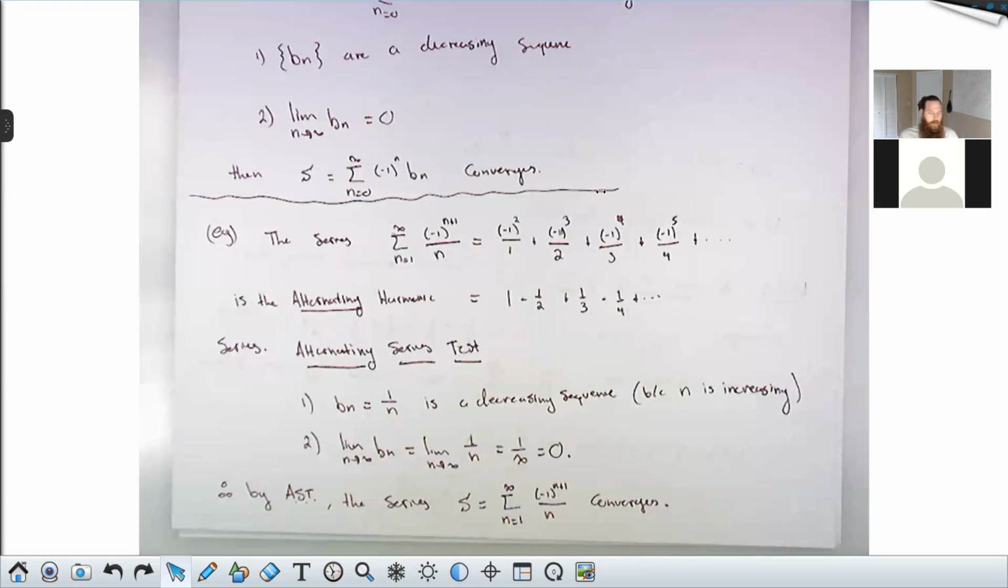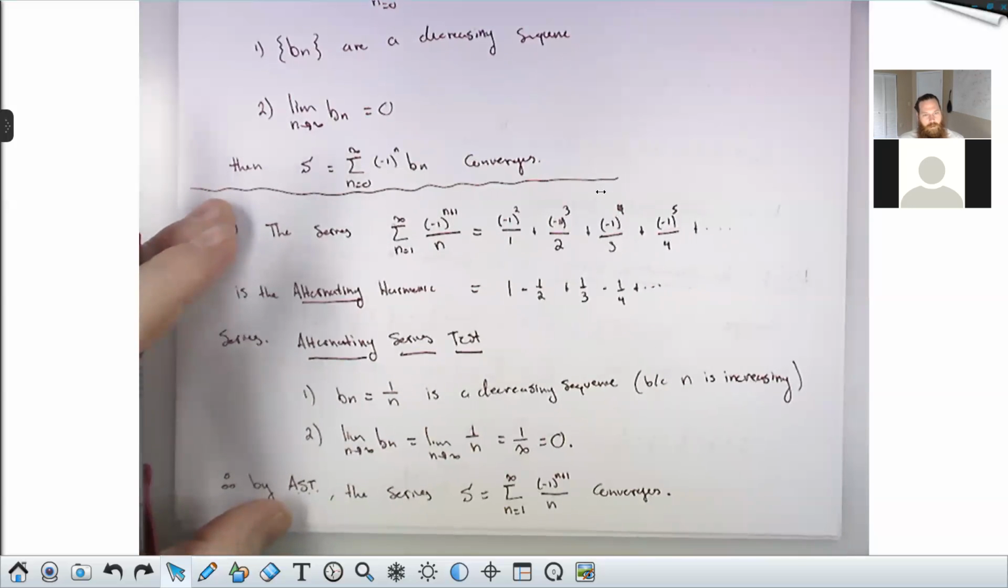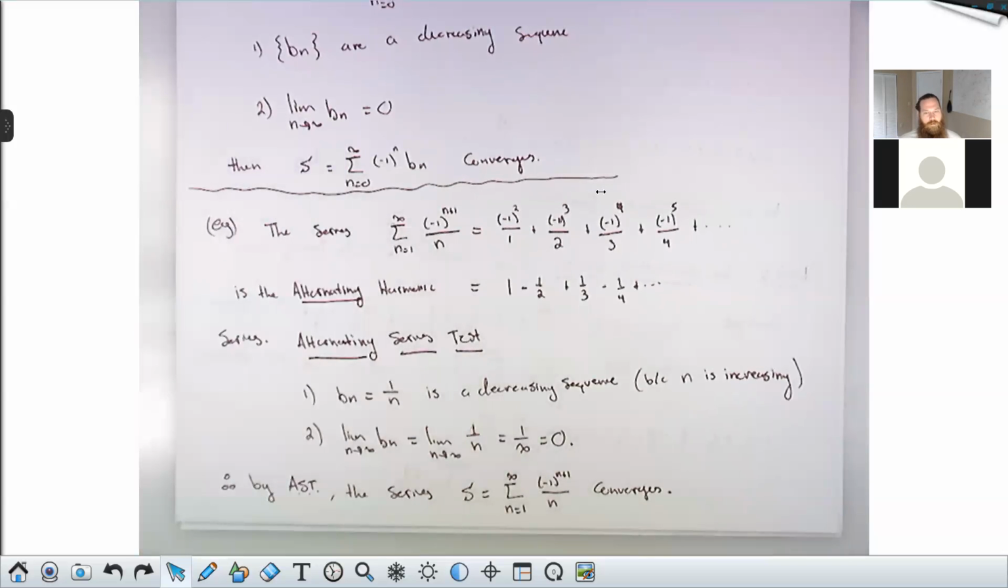But there's kind of another thing here, and that's the estimation theorem. So I'm going to give you the estimation theorem, and then I'm going to give you a proof that shows why both of those things are true. Before that, though, any questions on this example, what we did here, how we were able to show that this series, the alternating harmonic series, converges?